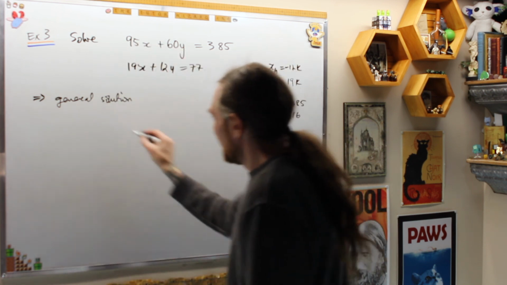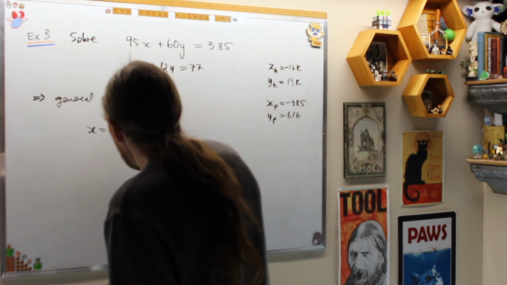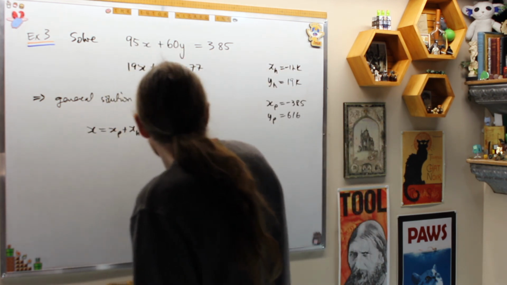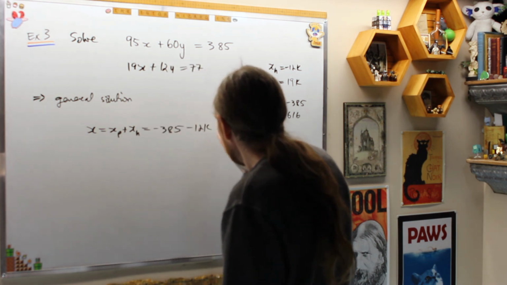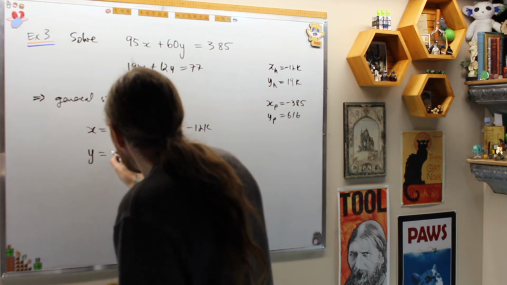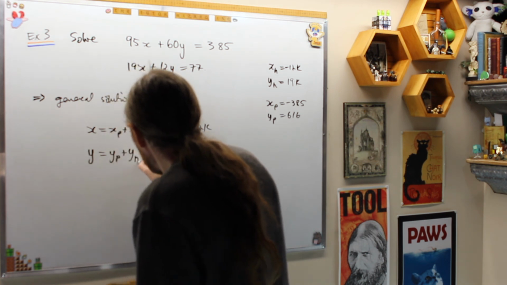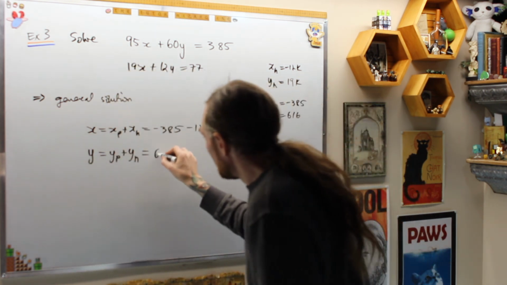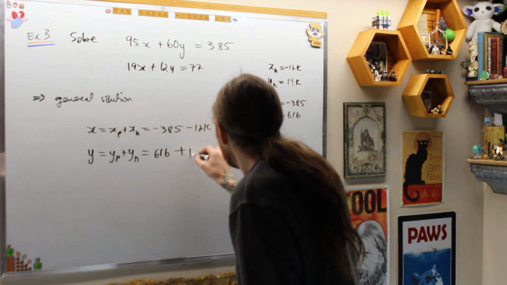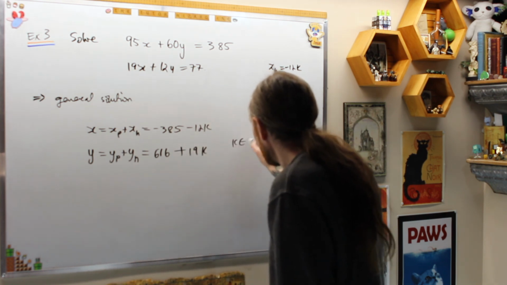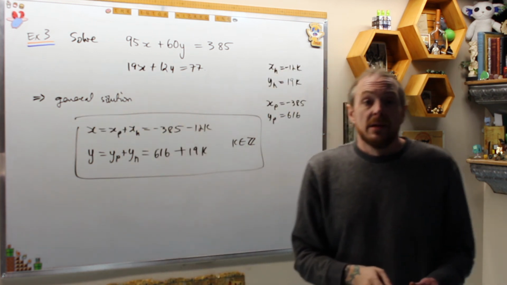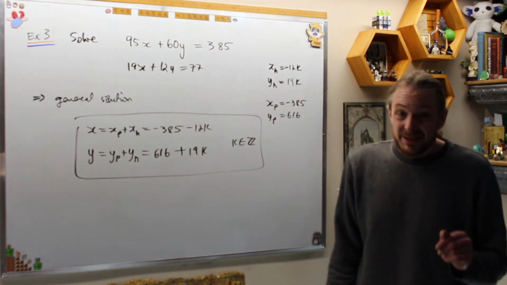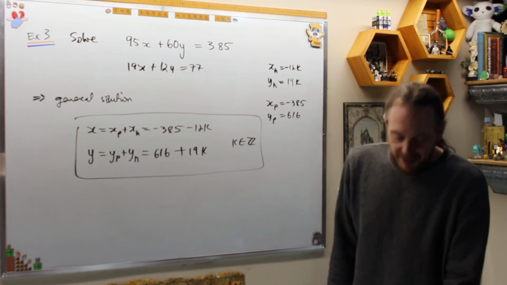is equal to what? X is equal to x particular plus x homogeneous, which is negative 385 minus 12k in this case, and y is equal to y particular plus y homogeneous, which is equal to 616 plus 19k, where k is any integer. This is the general infinitely many solutions to the non-homogeneous linear second order, or in two variables, Diophantine equation.